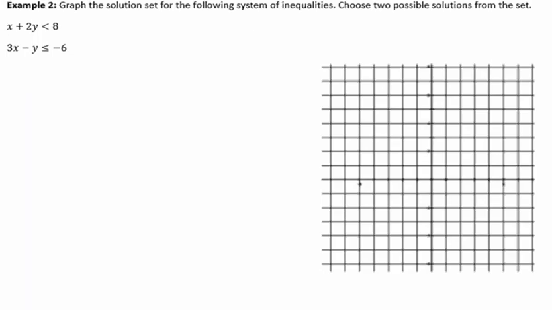So example 2, graph the solution set for the following system of inequalities. Choose 2 possible solutions from the set now. So now we'll find that shaded region that they share, and then we'll actually pick 2 points that could possibly work.